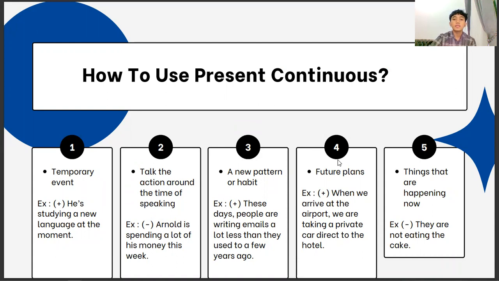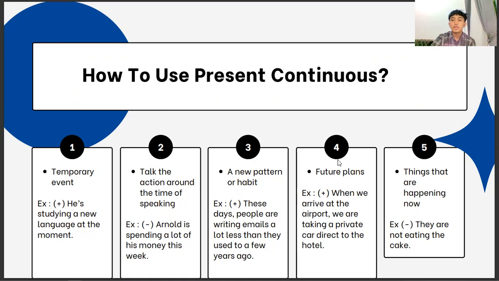Number 3 is a new pattern or habit. The example of a sentence is like, these days people are writing email a lot less than they used to few years ago. Number 4 is future plan. The example is like, when we arrive at the airport, we are taking a private car direct to the hotel.